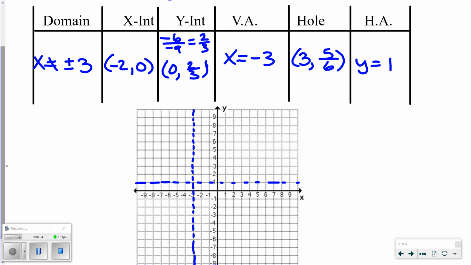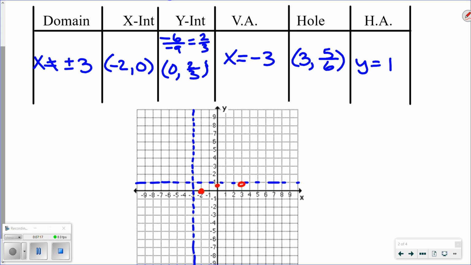And then our x-intercept is negative 2, 0. And our y-intercept is 0, 2/3. So I don't know, about right there. And then our hole is at 3, 5/6, getting closer to 1. So I'm going to squeeze that hole in there. Make sure you put an open circle for your hole.